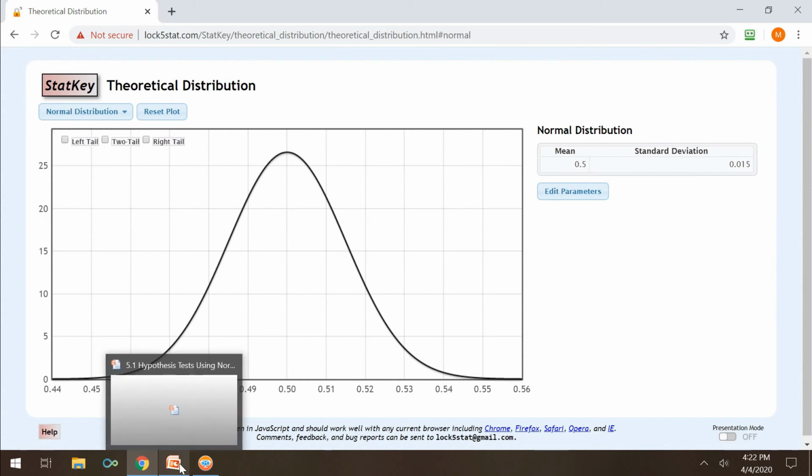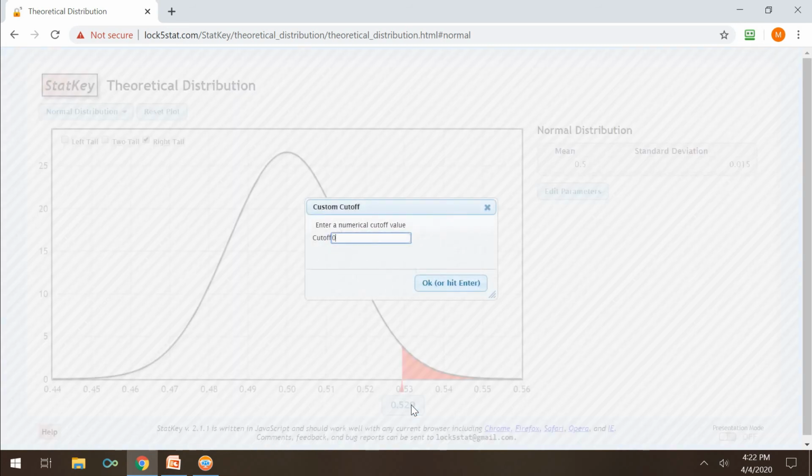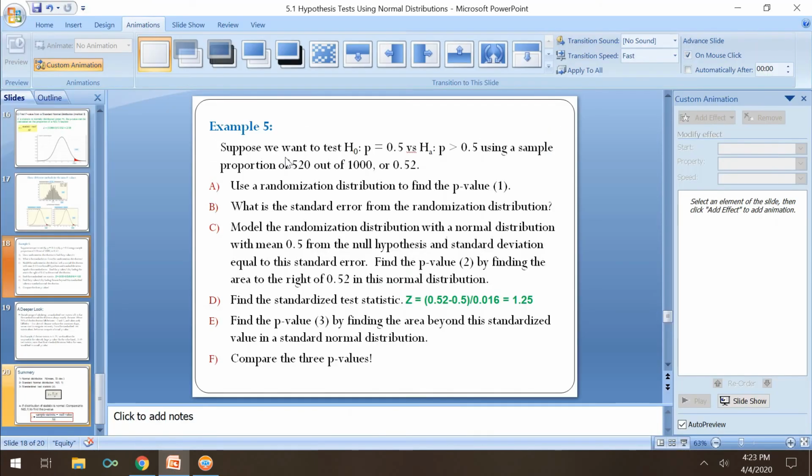So the cutoff was at 0.52. So this is a right tail, and you will adjust your cutoff to the same one, 0.52. If you're wondering where this is coming from, this is your p-hat, your sample statistic that you entered. So the p-hat, I'm getting from here.